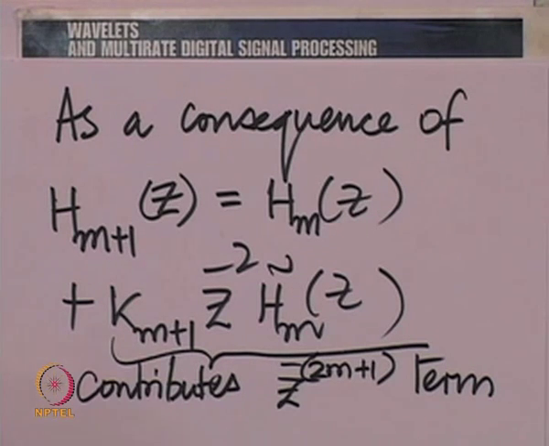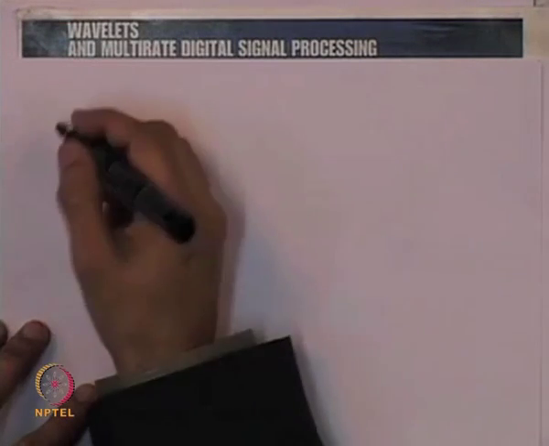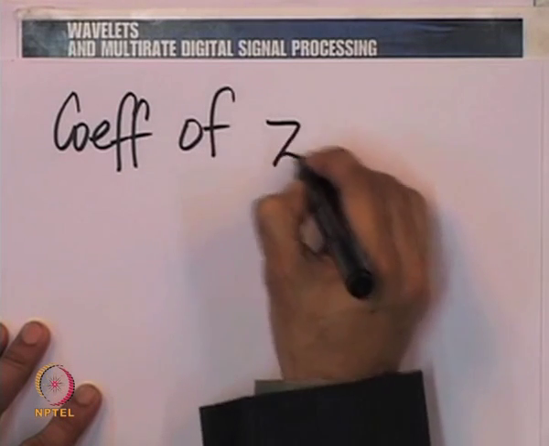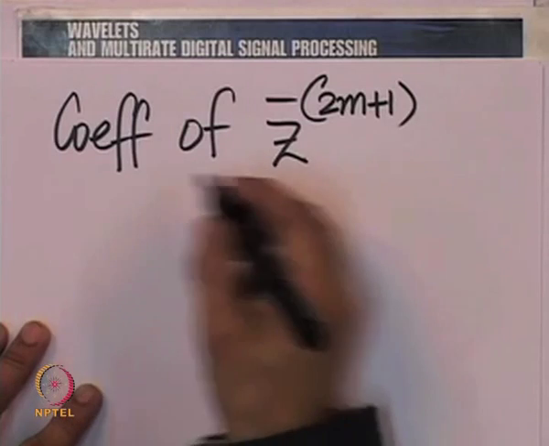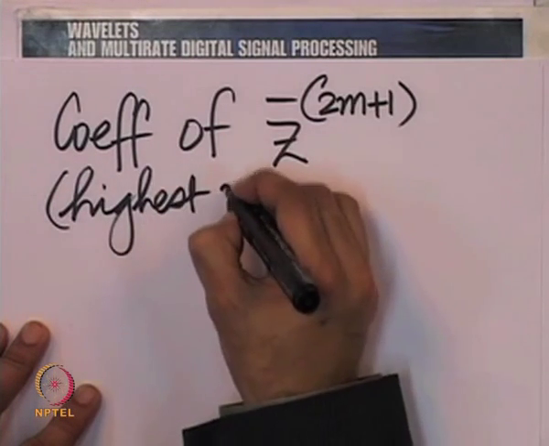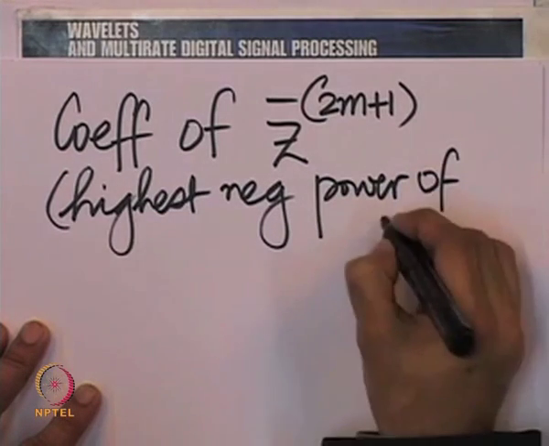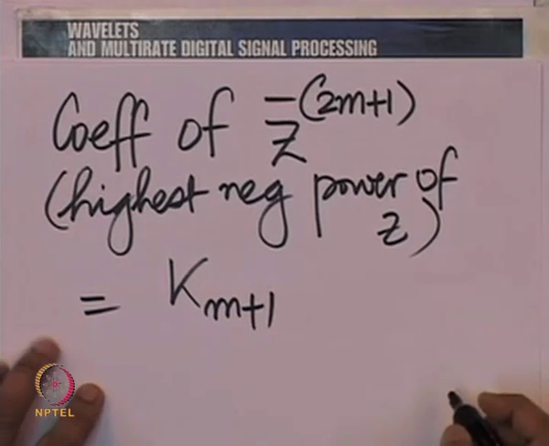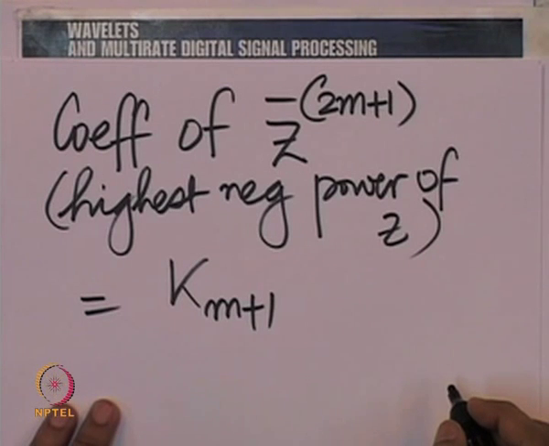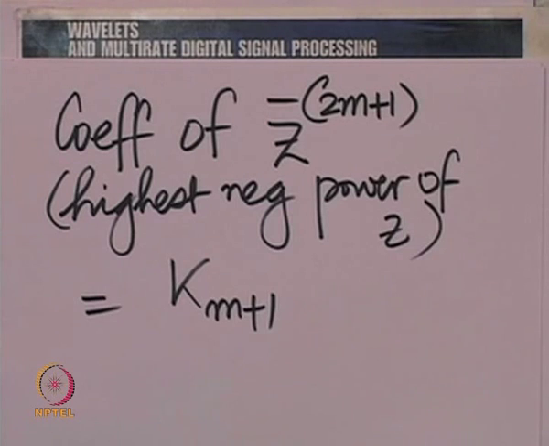And in fact, the coefficient of z raised to the power minus 2 m plus 1, that is the highest negative power of z, is equal to k m plus 1. So, now we have a very simple way of obtaining k m plus 1. K m plus 1 is simply the coefficient of the highest negative power of z. So, once you have the final system function which you are trying to peel off stage by stage, look at the coefficient of the highest negative power of z, and that itself is the first lattice coefficient. Simple.